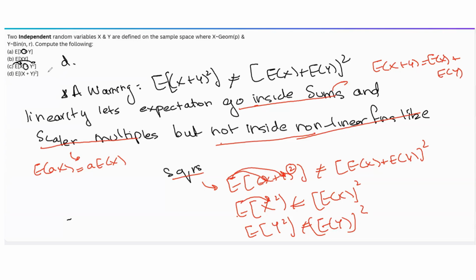So that's why in part C, when we were finding the expected value of x squared and the expected value of y squared, we could not just take the expected value of x and square it, or take the expected value of y and square it, because expectation cannot go inside non-linear functions like squares. That is why we used the variance of x and the expected value of x to calculate it. Similarly, in part D, that's the reason we had to expand it, because expectation cannot go inside the square.